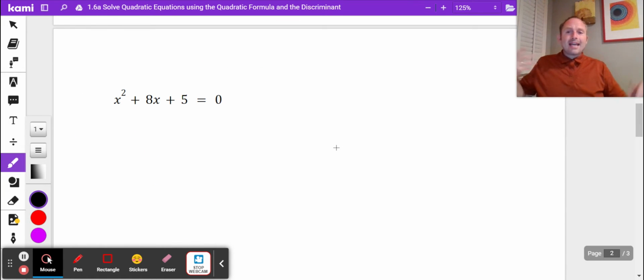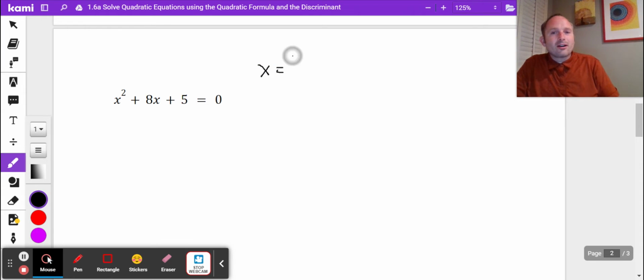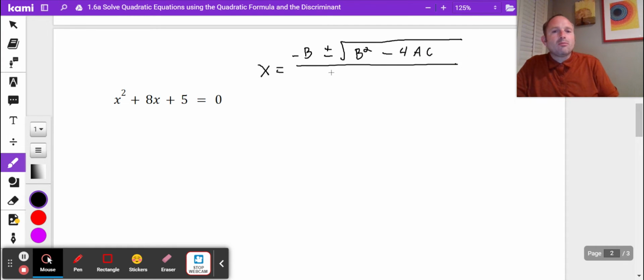We got x squared plus 8x plus 5. So once again, all we have to do is write out our formula. Negative b plus or minus the square root of b squared minus 4ac. And we divide it all by 2a. Well, now that we've written that out, what we're going to do is plug and chug. So I have x is equal to, go ahead and pause it if you'd like. We're going to continue in and see if you get the right answer. And we're going to continue in 3, 2, 1.